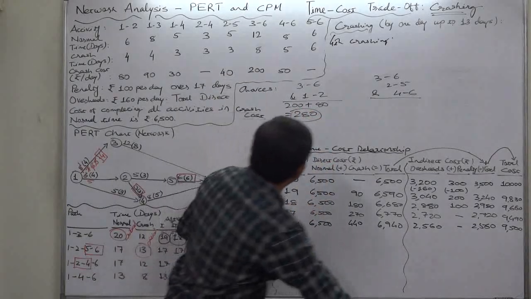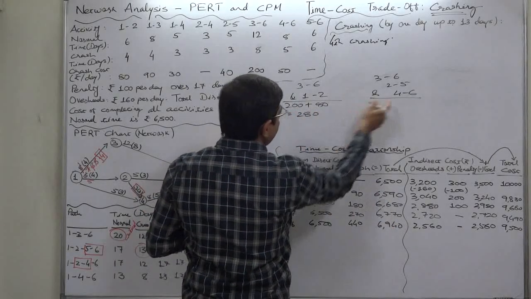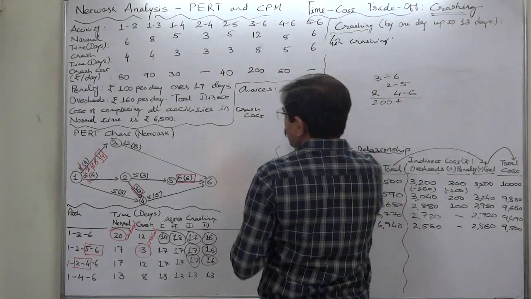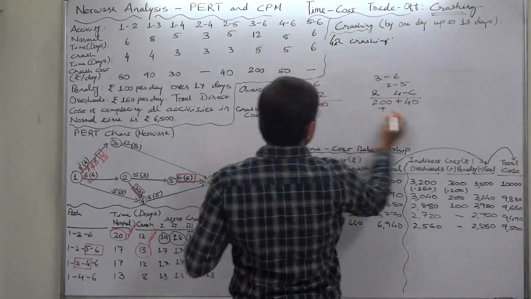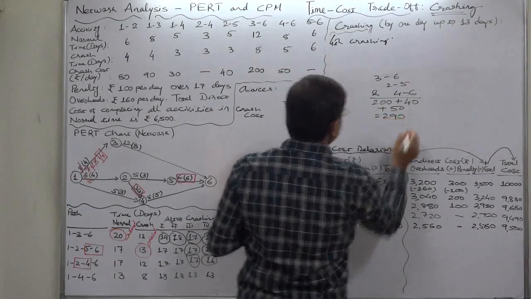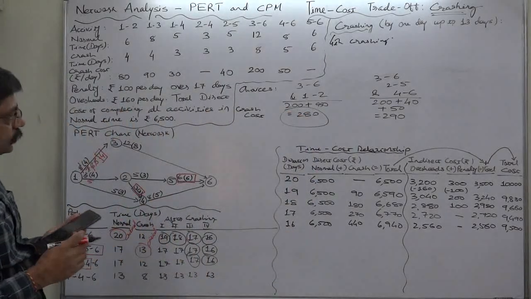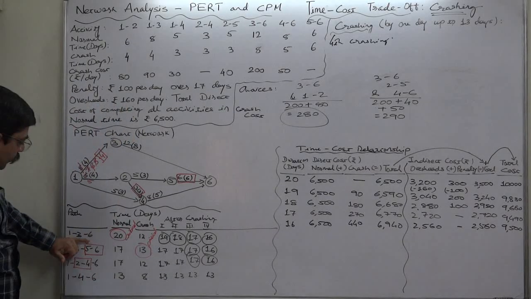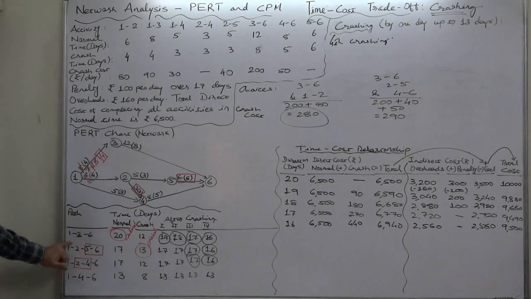Another choice with us is 3-6 compulsorily from this, 2-5 from this, and 4-6 from this. Cost of 3-6 is 200 plus cost of crashing 2-5 is 40 plus cost of crashing 4-6 is 50. So it is 290, and we should select the lowest possible cost of crashing. So we are going to crash activity 3-6 from this path and 1-2 from these two paths.